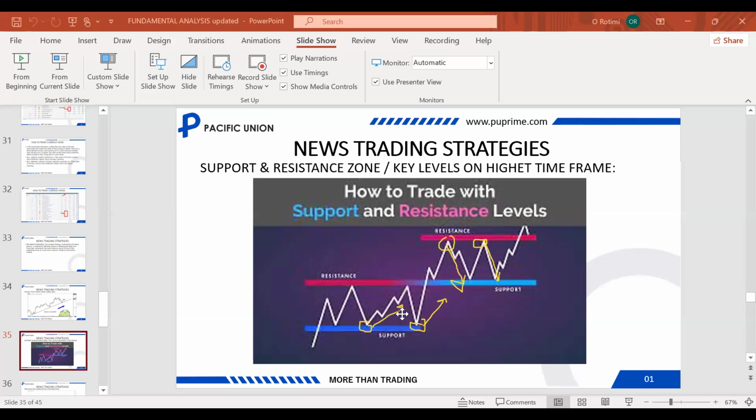the daily time frame or the weekly time frame. At the time the data is to be released, where is price? Is price on a resistance level or a support level on the daily or weekly time frame? If it's at a resistance level, then you are expecting the data to be actual less than forecast so that you can sell. If it is at a support level, then you're expecting data to come out as actual greater than forecast so that you can buy. And it's just as simple as that.